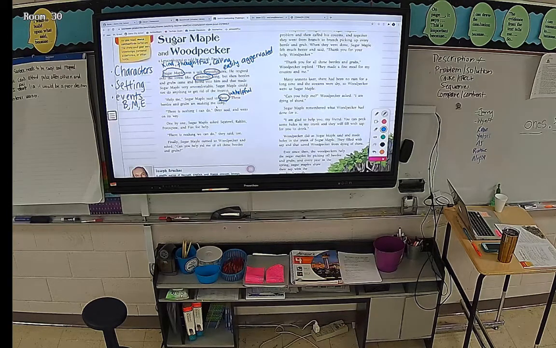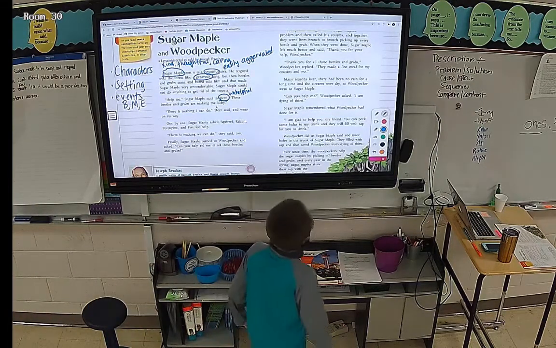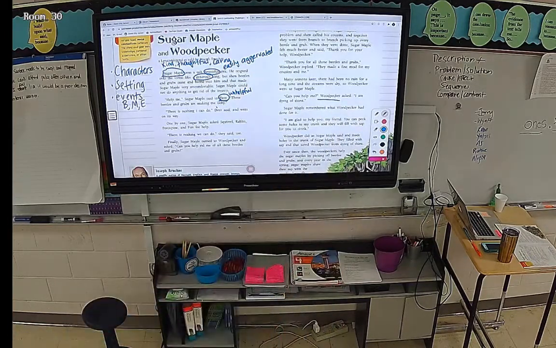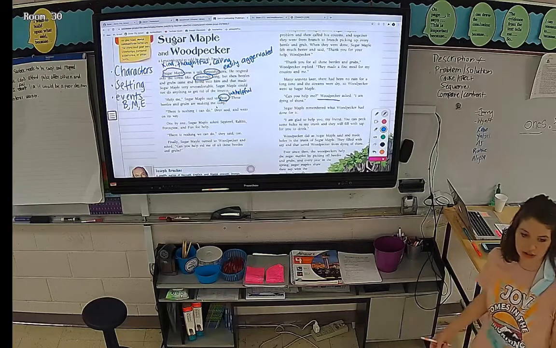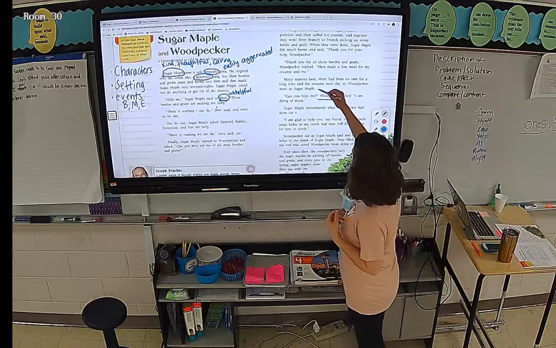So we have another character. We had Sugar Maple, we have the deer. Who else do we have? Jerry, come to the board. Okay, Woodpecker. How would you describe the Woodpecker? What would be a character trait to describe him? If I said, what was the Woodpecker like? Give me one word to describe him, Yazel. He's nice or helpful. Okay, nice, helpful.